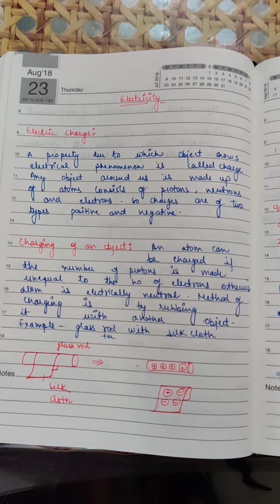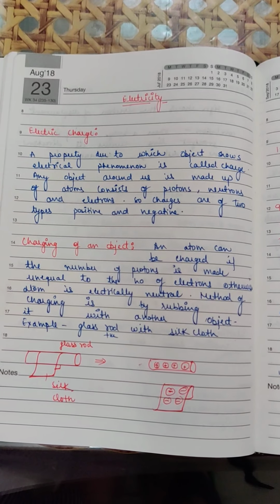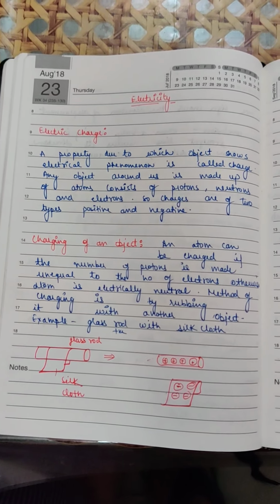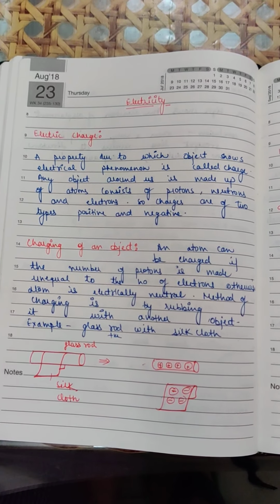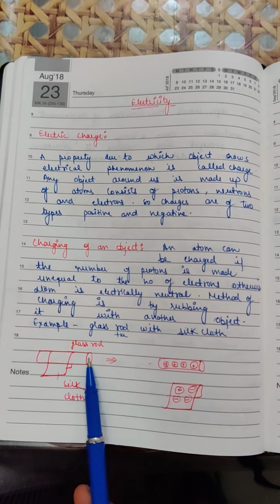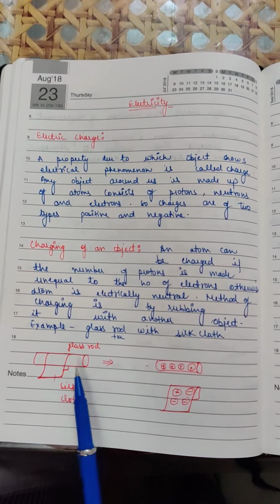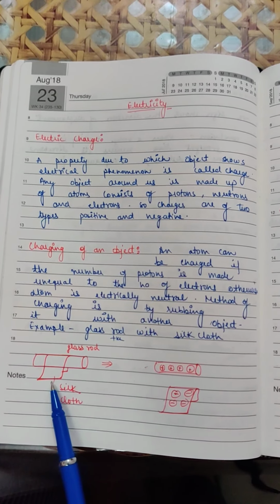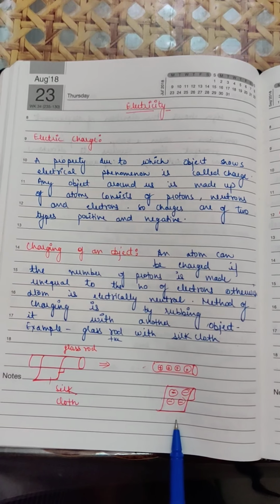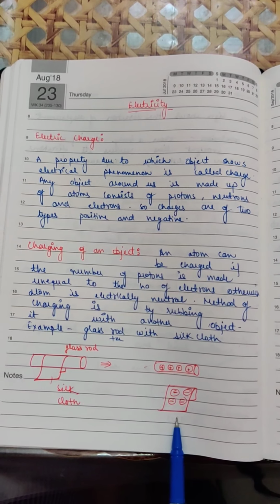We have many methods of charging the body. The one method is rubbing. You can see in the diagram, we have a glass rod and we have a silk cloth. If we rub the glass rod with the silk cloth, the glass rod becomes positively charged and the silk cloth attains an equal amount of negative charge.